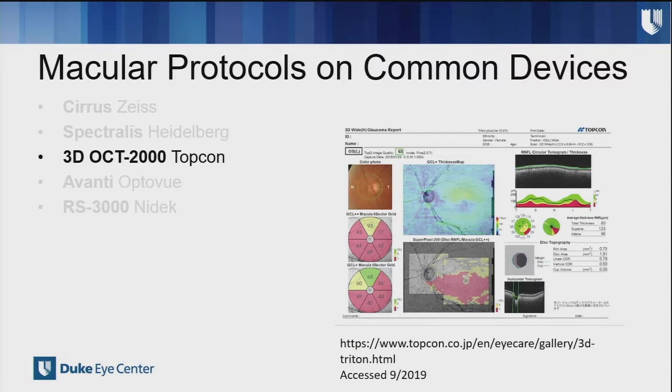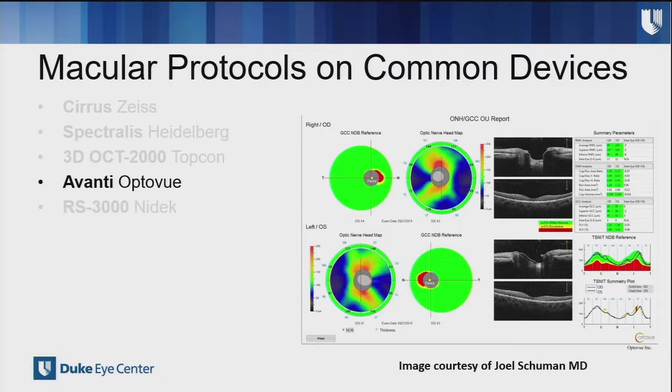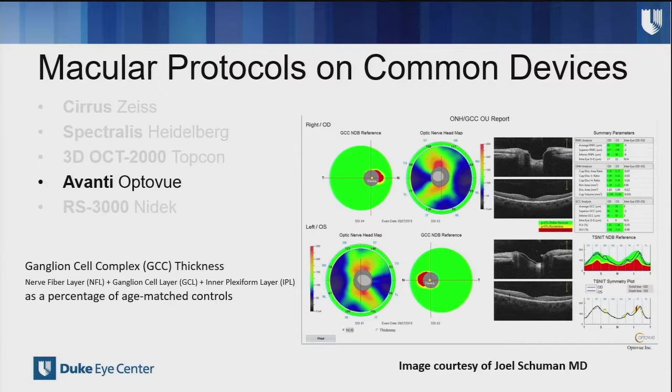The TopCon device produces a report with a thickness map of the ganglion cell layer and a deviation map of that layer. The OptiView device produces a report showing the ganglion cell complex thickness as a percentage of the age-matched control. And this ganglion cell complex, again, includes the nerve fiber layer, the ganglion cell layer, and the inner plexiform layer. And the right eye and left eye are shown with summary tables.